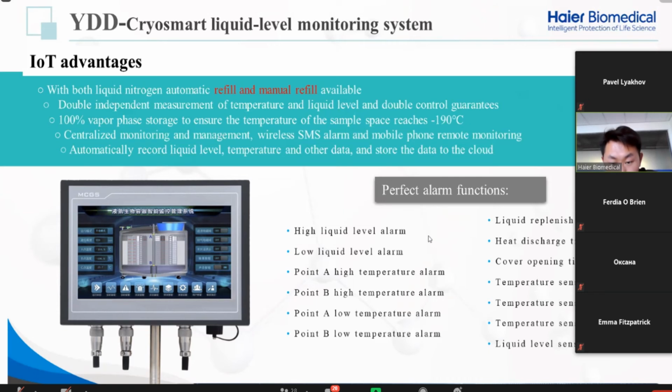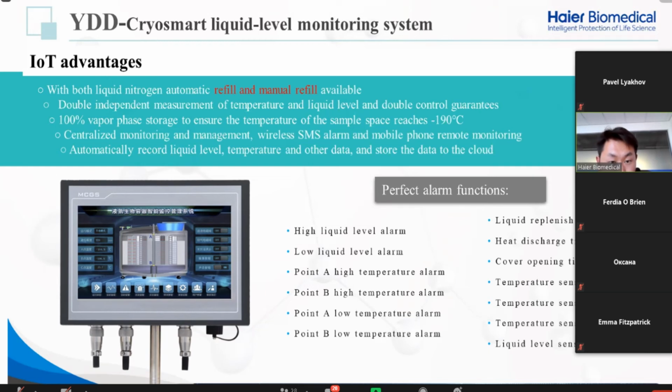This is the alarm, a perfect alarm function. Here there is a high liquid level alarm and a low liquid level alarm. They have probes A and B: one probe in the higher part and one in the lower part, and they test the temperature at the two probes in a timely manner. If there is any problem with the temperature at the top or the bottom, there will be an alarm. There are also liquid replenish timeout alarm and heat discharge alarm. Anyway, this is the alarm. I will transfer it to you.